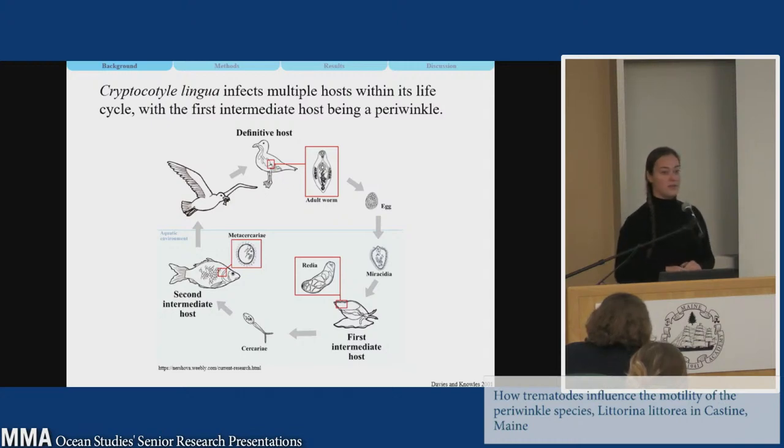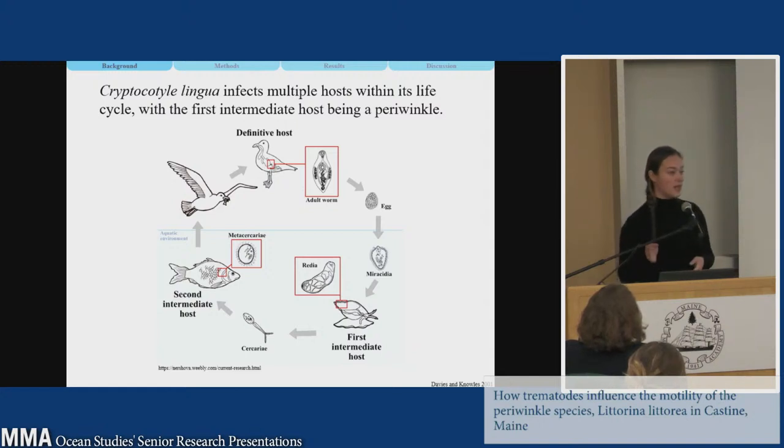Inside the periwinkle, the trematodes will infect the hepatopancreas, which is the digestive glands of these periwinkles, and also their gonads. They will develop into rediae in these little germinal sacs, and with a temperature cue, they will go on to their next life phase, which is a free-swimming state, where they will find a fish and penetrate the skin of the fish and infect them.